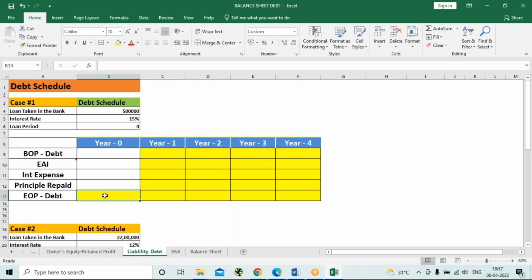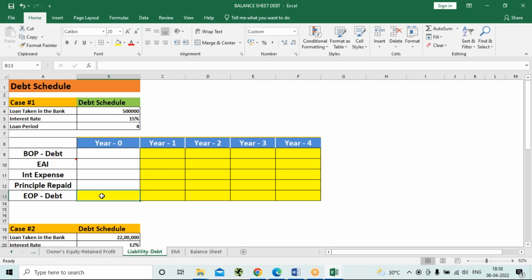Okay, so always start with year 0 end of period debt, because for the loan you are taking, for that year there will be no payment. We are not going to pay that amount in the year you take it. You will pay it from the next year onwards. So we are going to give the value for that year end. It is going to be the loan amount you have taken.